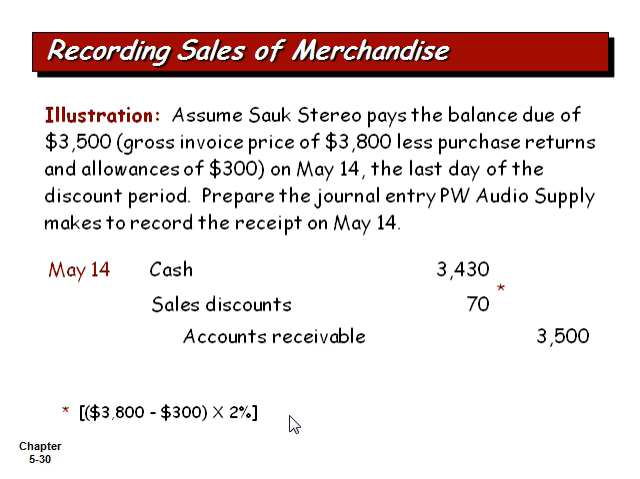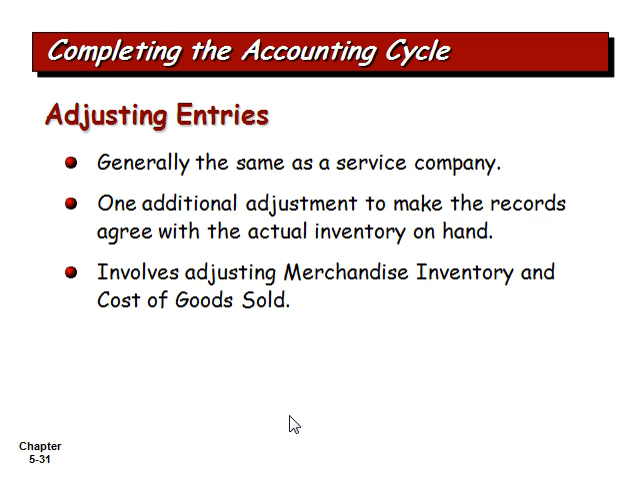Adjusting entries. It's the same concept as the service company. We do make an additional adjustment: once we go out and physically count the inventory, we need to adjust the merchandise inventory count. But other than that, we make the rest of the entries the same.